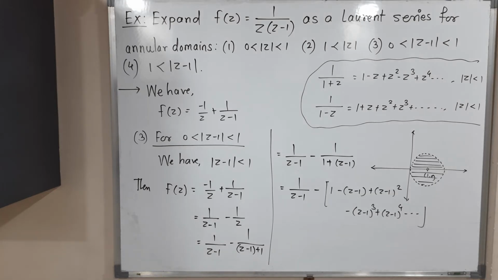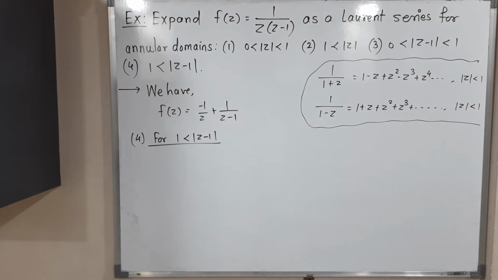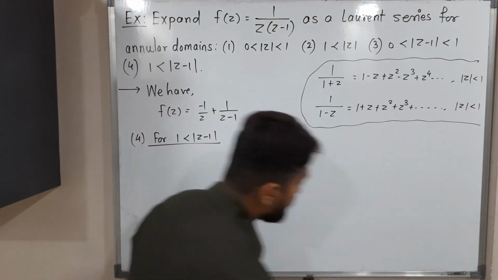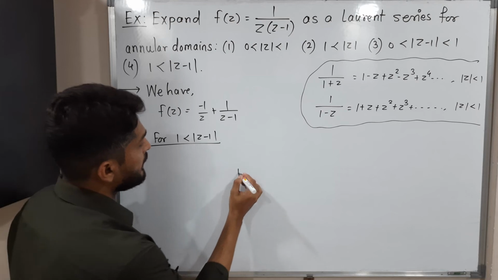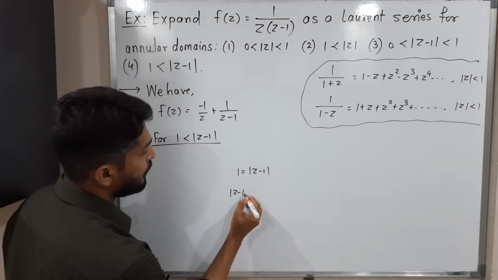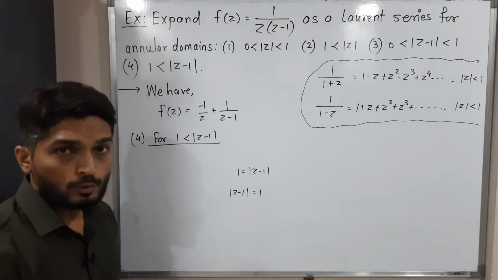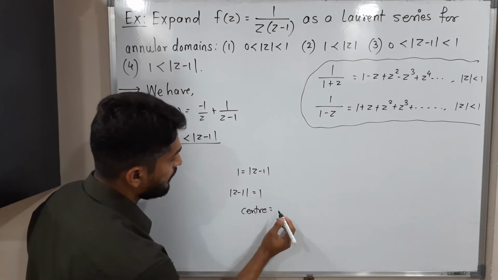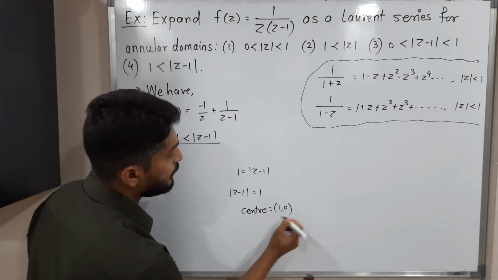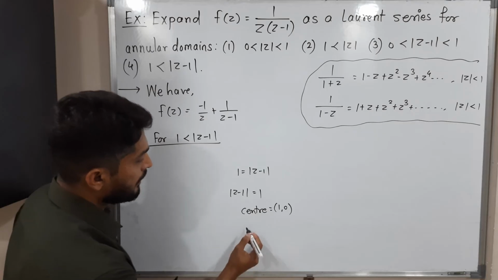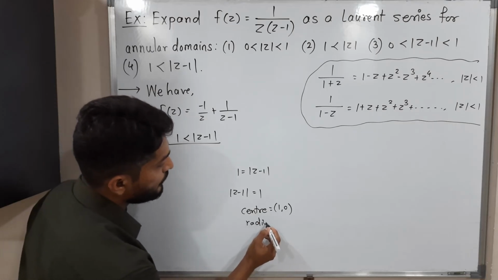Just make a screenshot of it. So the last sub question is 1 less than mod z minus 1. Let us talk about its geometry. I am going to replace the inequality by equality. So 1 is equal to mod z minus 1. That means mod z minus 1 is equal to 1. So this is the equation of a circle. What is its center? 1. That means 1 comma 0. Real part is 1. Imaginary part is 0. Radius. So the radius is 1.